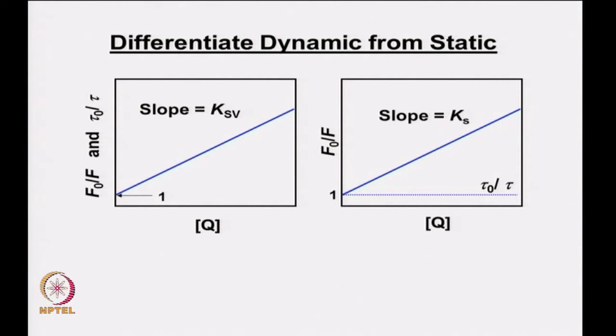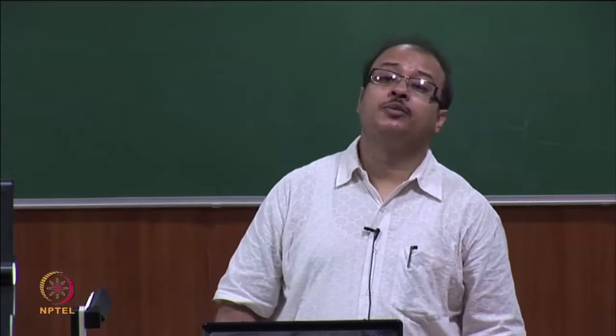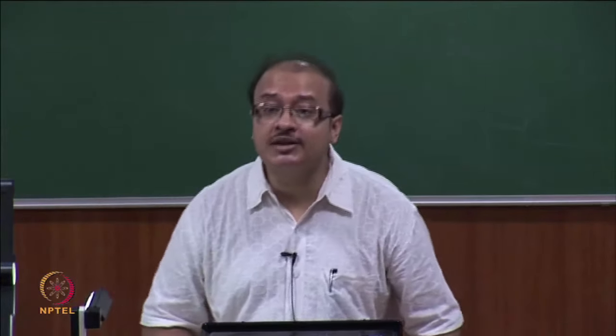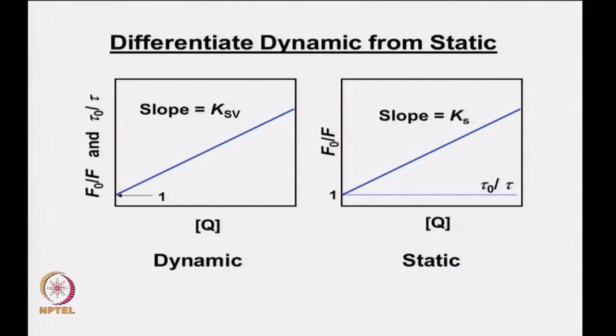However, if we do try to plot tau 0 by tau, and if this is a case of static quenching only, that means there is no other quenching involved, then you can see how it is out here. So, this is tau 0 by tau. The tau 0 by tau, however, does not follow the F0 by F. That means tau 0 by tau is always equal to 1. In other words, in case of static quenching, the lifetime does not change. That means the lifetime of the fluorophore is not affected. You have formed a ground state complex, the fluorescence is totally quenched, you never observe fluorescence from those molecules. On the contrary, whatever molecule is not complexed, you are exciting and you are getting the fluorescence from that molecule.